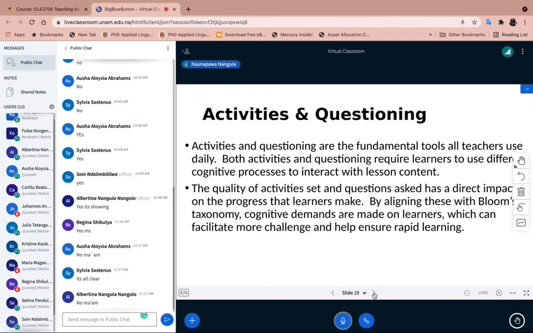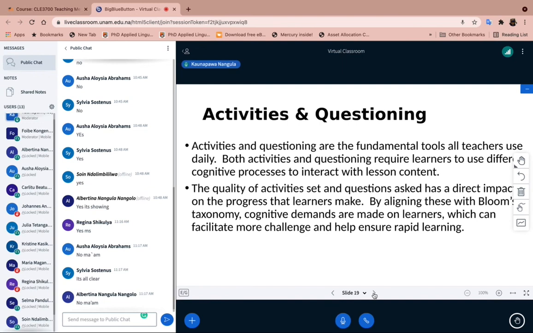And here we have more information on the activities and questions that we use. Activities and questions are the fundamental tools for all teachers to use daily. Both activities and questions require learners to use different cognitive processes to interact with the lesson content. The quality of activities set and questions asked have a direct impact on the progress that the learners make. By aligning this with Bloom's Taxonomy, cognitive demands are made on learners, which can facilitate more challenge and help ensure rapid learning. So what do we have here?